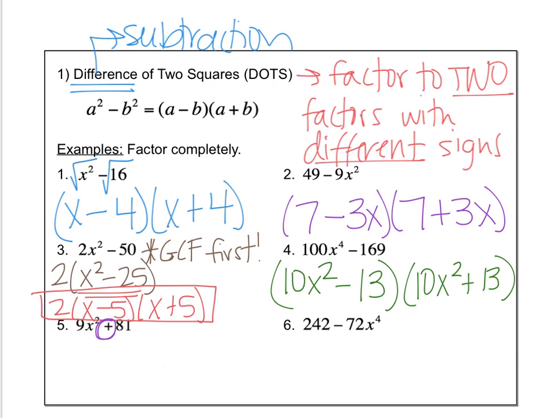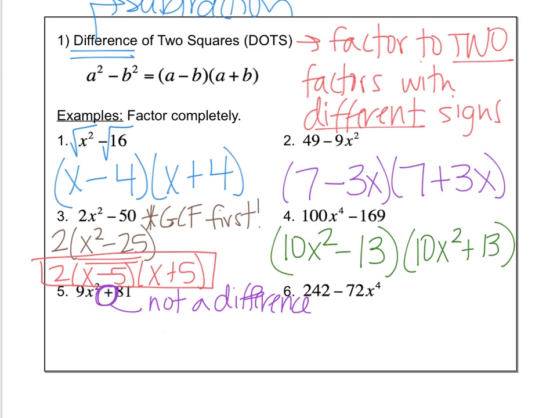So what did I say that this only works with? When it's a difference of two squares. Is that a difference of two squares? No. This is not a difference. So you can't factor it using this shortcut method. I can't factor it using the shortcut method.